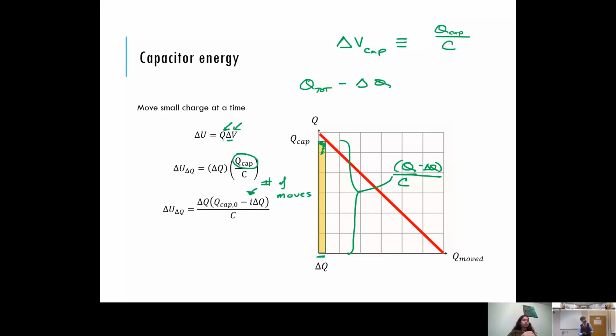So to find the total potential energy, I just need to find the area of that bar, right? Delta Q being the width, and the height being Q minus delta Q. And so if I take delta Q, the amount I've moved, times the amount of charge still on the capacitor, that would be the area of that rectangle. And I simply divide by the capacitance, that tells me how much energy I've released.